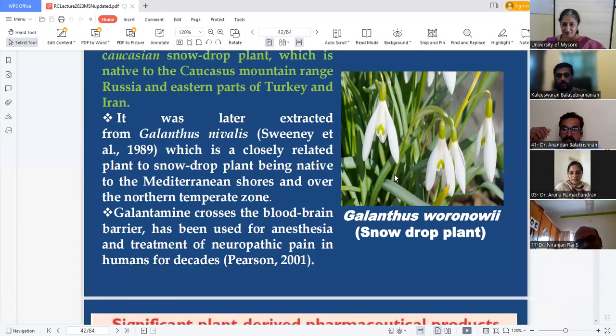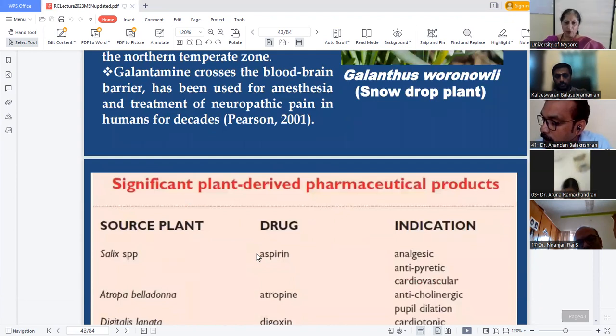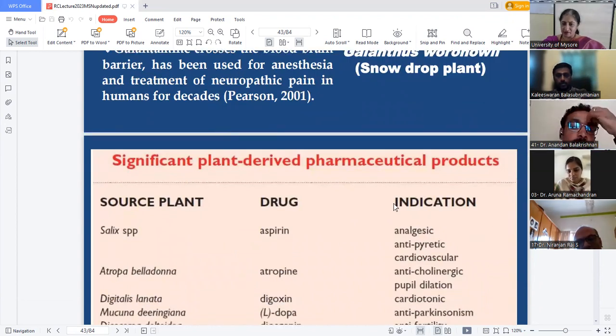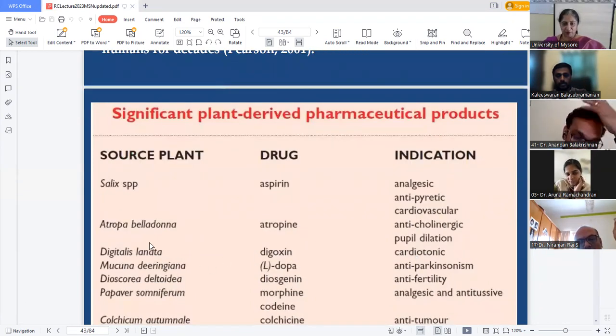Okay, so that's why galantamine crosses the blood-brain barrier. It is also used in the treatment of anesthesia as well as neuropathic pain in humans for ages. And you also have significant plant-derived pharmaceutical products, that is aspirin, which I've already told you has analgesic and antipyretic properties. You have atropine from Atropa belladonna, which is anticholinergic, a pupil-dilating drug.